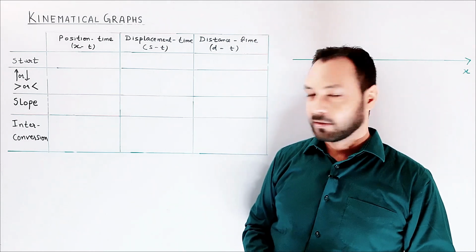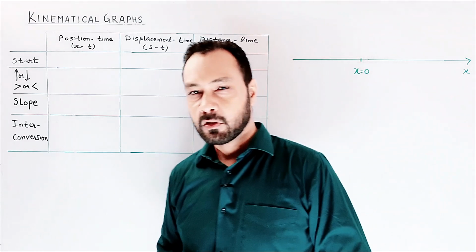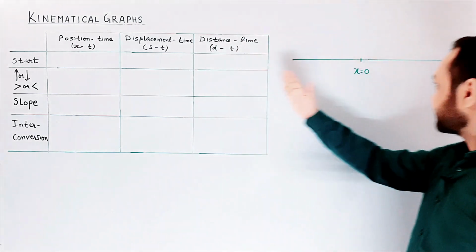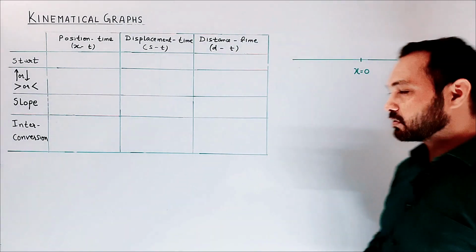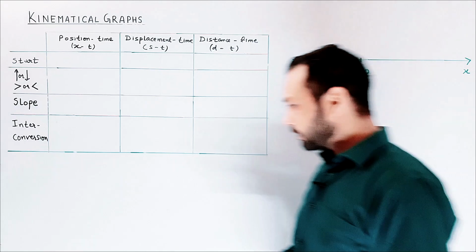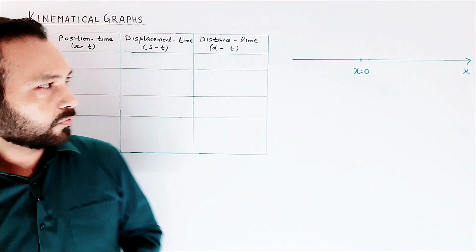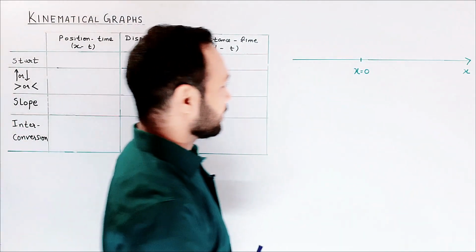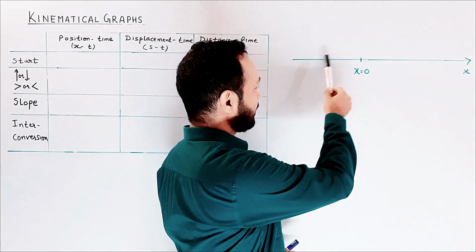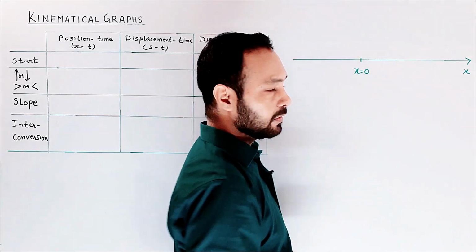To do that, let me take a real life situation. So suppose this is a straight line along which the particle is moving. The starting of the motion can be from anywhere. We can start from origin, it can start from somewhere here, or it can start from somewhere there.